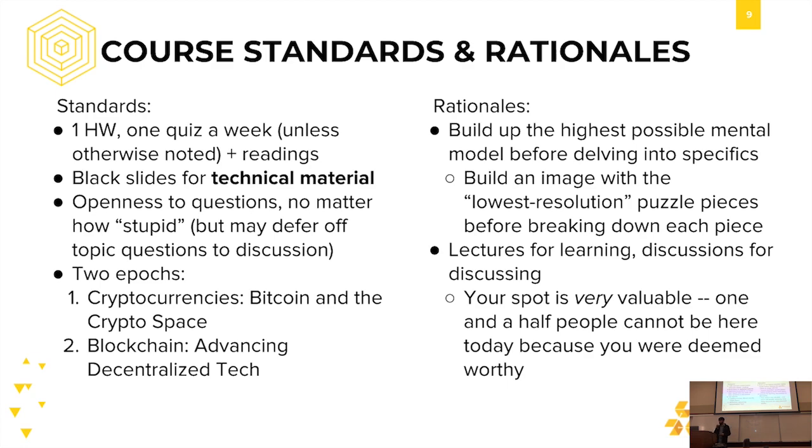We have this course in two epochs, so to say. The first half being cryptocurrencies, Bitcoin, and the crypto space. And the second half being blockchain, advancing decentralized tech. So don't ask me in the beginning, oh, when are we going to talk about use cases? That'll come soon enough. In order to make sure that you understand the fundamentals of blockchain, you have to understand the most fundamental blockchain, which is Bitcoin and its associated altcoins.